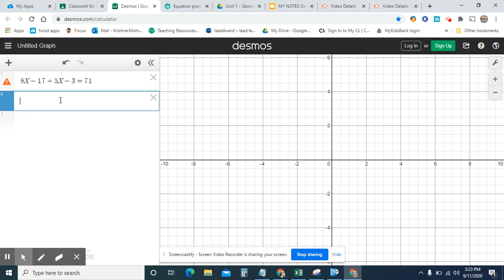Oh, it's not going to work if I paste it. So let me just type it in. 8x minus 17 plus 5x minus 3 equals 71.